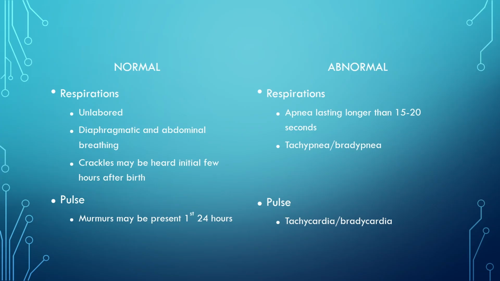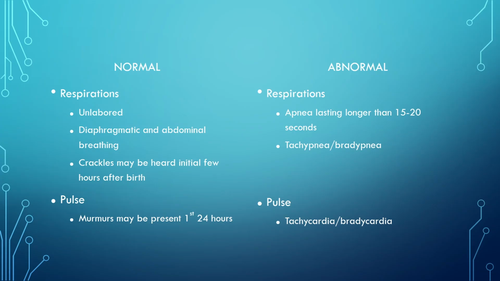For their pulse, when you're listening to it, you should listen to an apical pulse for a full minute. Murmurs might be present that first 24 hours. That's normal. It's fine because we're waiting for that ductus arteriosus. Remember, it just closed right after they took that first breath. We're waiting for it to seal closed a little bit better. I like to say a little piece of skin or tissue flops around a little bit and lets a little bit of blood through. That's what you're hearing the murmur for.